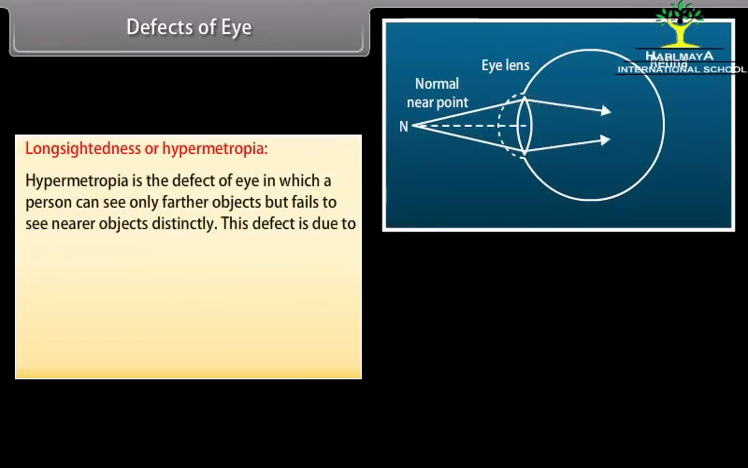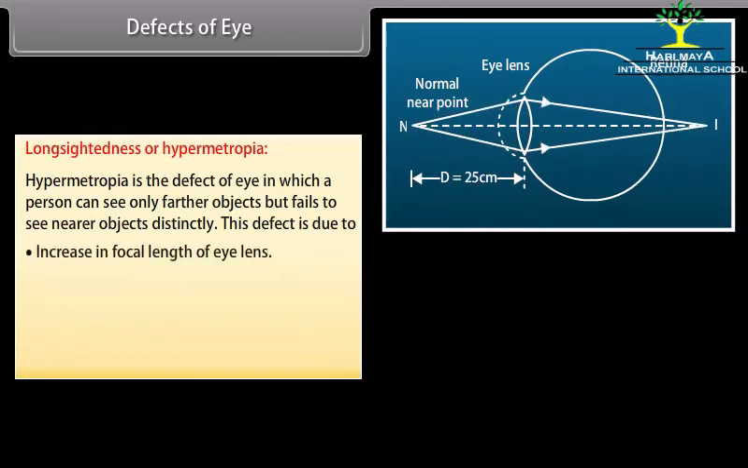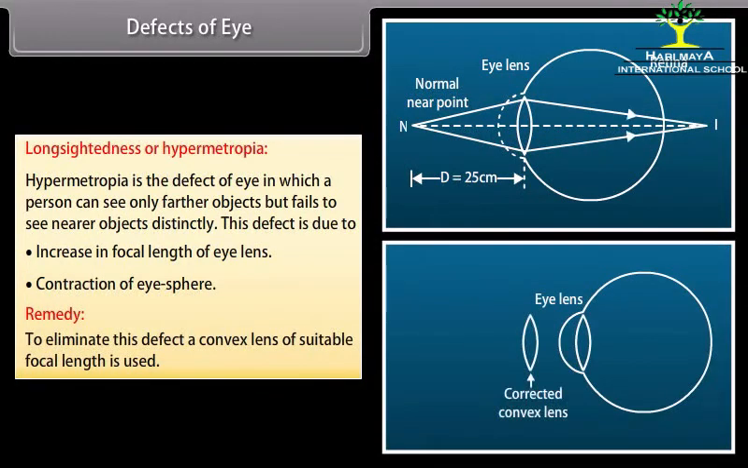Long-sightedness or hypermetropia. Hypermetropia is the defect of the eye in which a person can see only farther objects but fails to see nearer objects distinctly. This defect is due to: 1. Increase in focal length of the eye lens. 2. Contraction of the eye sphere. Remedy: to eliminate this defect, a convex lens of suitable focal length is used.